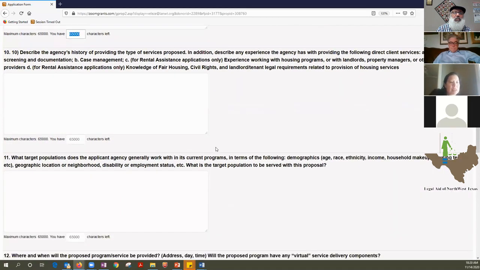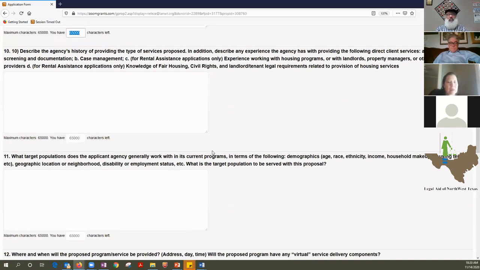Question 10, describe the agency's history of providing the type of services, income eligibility, screening and documentation, case management. So with this grant application, not only do you need to determine threshold eligibility for the beneficiaries, the individuals who receive services, but they also want documentation that the person has experienced, for employment, for example, or for housing, some type of proof that the individuals you're serving have experienced some type of loss of income. Something that shows the intended beneficiary really is eligible, that you have the documents in place showing that the individuals that you're serving are eligible for these services.